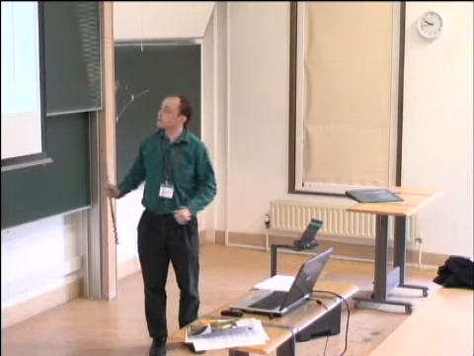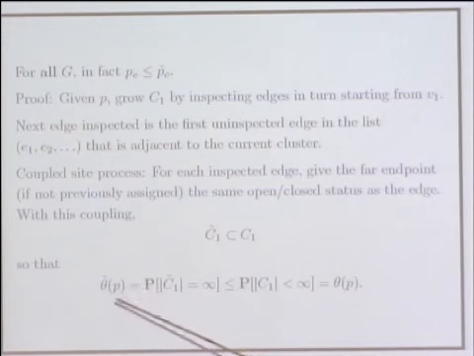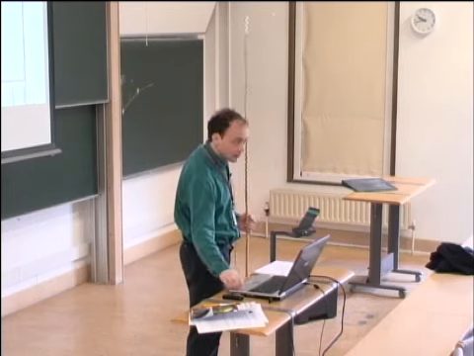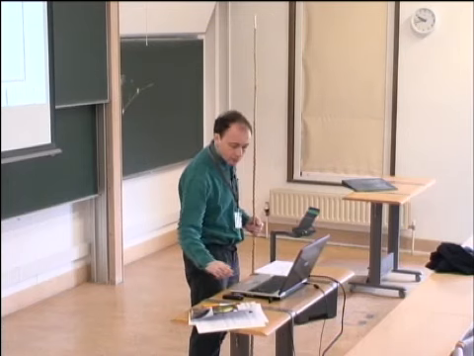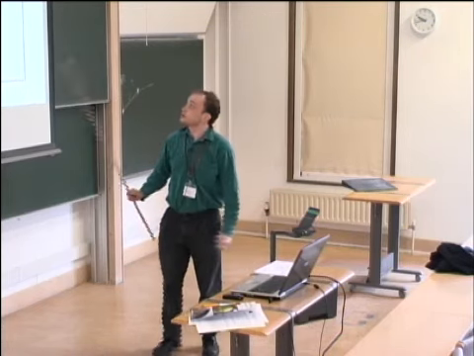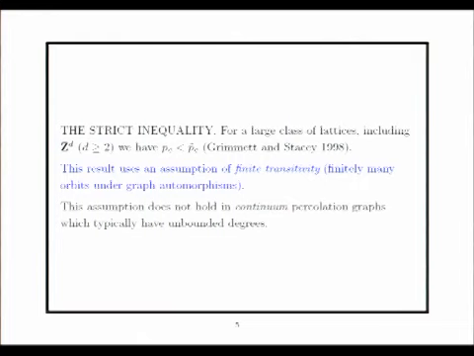So if this one percolates, if we're above the critical point for site percolation, then we're also above the critical point for bond percolation. Okay, well, there are some strict inequalities, as we saw in the table earlier. Often we've got a strict inequality, and that's been proved for a large class of lattices.